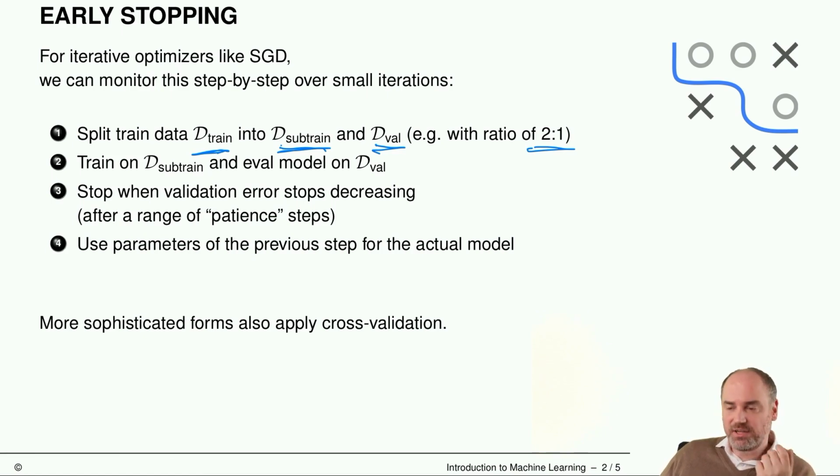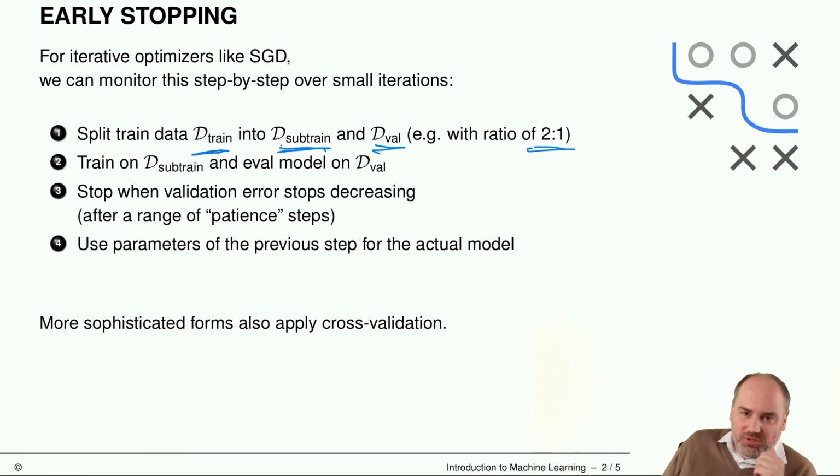We train on the new training set. We validate the performance on the validation set. And then we stop when the validation error actually stops decreasing. When it doesn't go down enough over a couple of iterations, then we would stop there, and we would use the last parameter vector where the validation error actually did decrease.